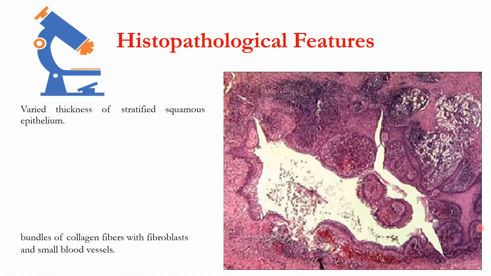So histopathologically, the epithelial lining shows varied thickness and it is stratified squamous in type. And the connective tissue wall or the connective tissue capsule is composed of bundles of collagen fibers along with some fibroblasts, which are active, and small blood vessels.